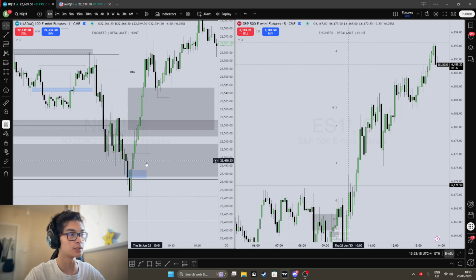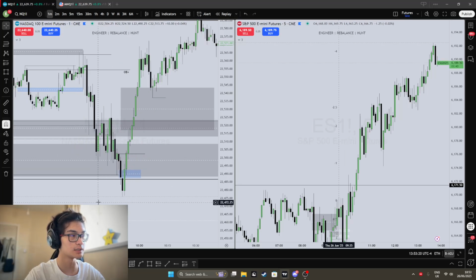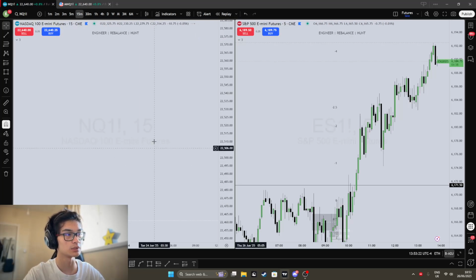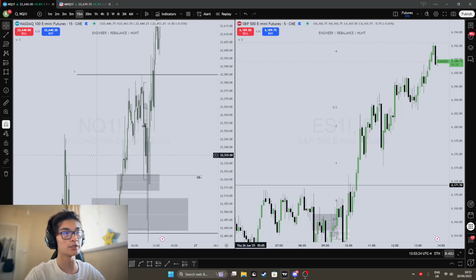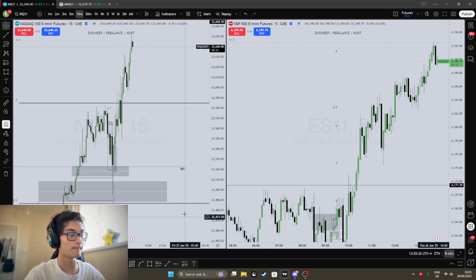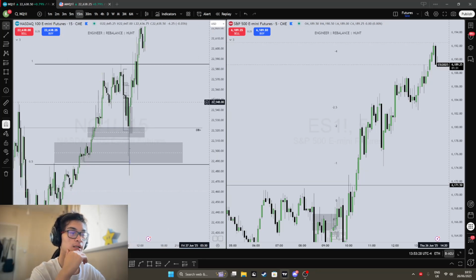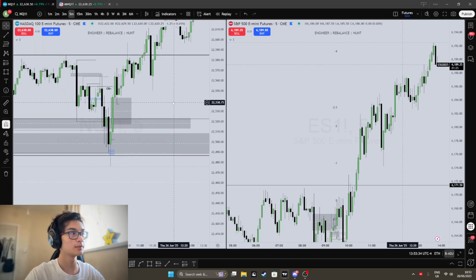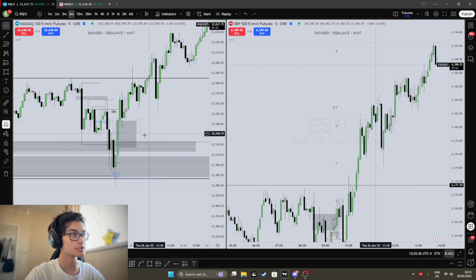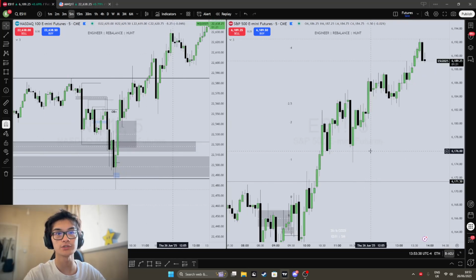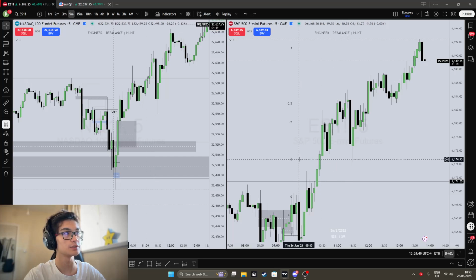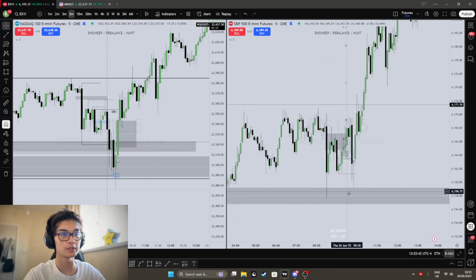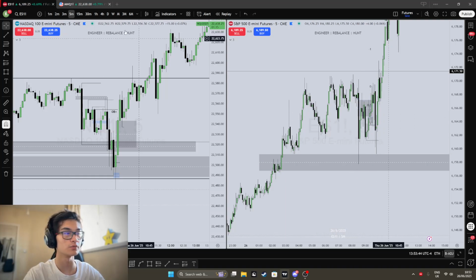It looks really clean. The change in the state and the internal manipulation and equilibrium as well, but I don't think I would take this on an actual evaluation or whatever, right? And yeah, so we've got this 5 minute change in the state. I don't think we got an entry on ES. Let me check. No. ES was really choppy. We had a lot of wicks.